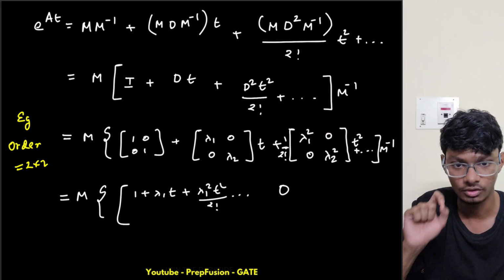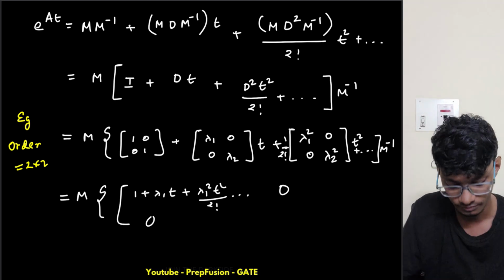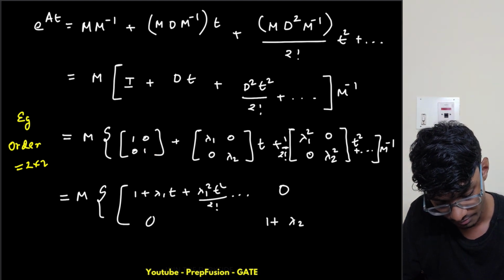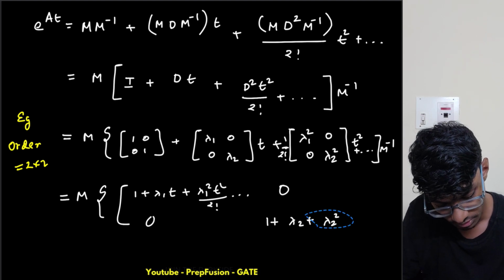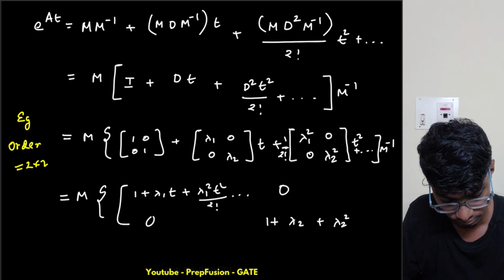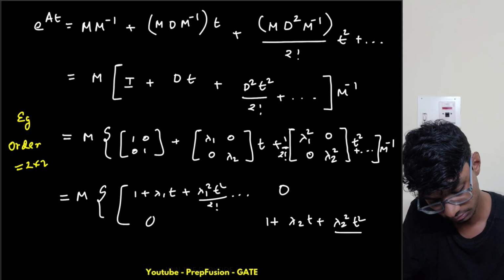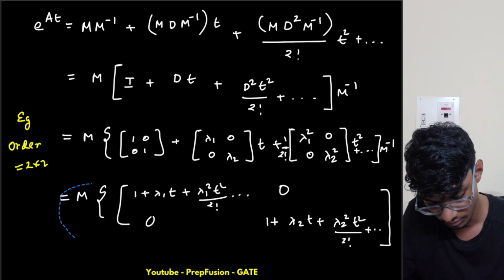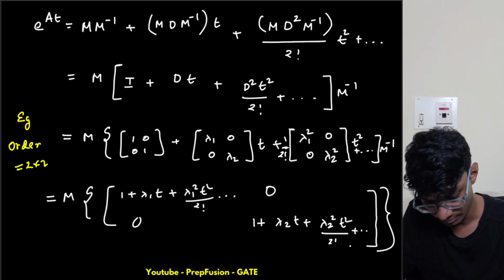Now the first column of the second row is also 0, but the final element, the second column of the second row, is getting added up like this. So this is also 1 plus lambda 2 T plus lambda 2 square T square by 2 factorial plus, okay. So yeah, this is what the matrix becomes.